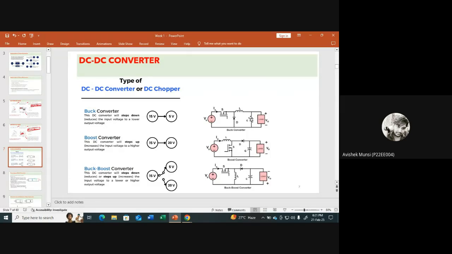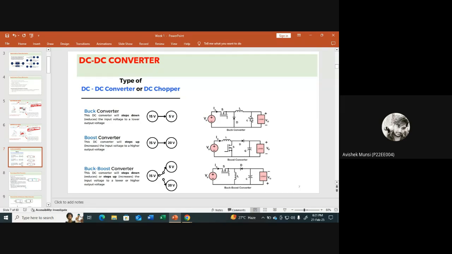Next is the boost converter, which is basically a step up converter, in which if you are giving a voltage V in, the output voltage will be greater than that. Another is the buck boost converter, in which depending upon the duty, it may be step down, it may be step up. As you see on the screen, for a buck converter, the input will be suppose 15, the output will be 5. For a boost converter, for 15 volt, the output will be 20 volt. For buck boost, it may be 5, it may be 20.